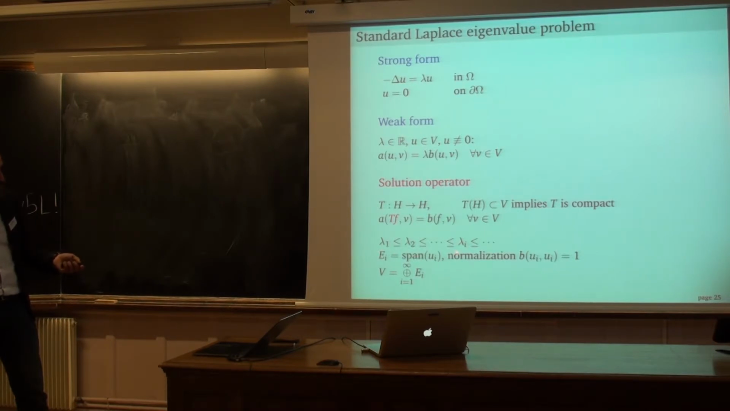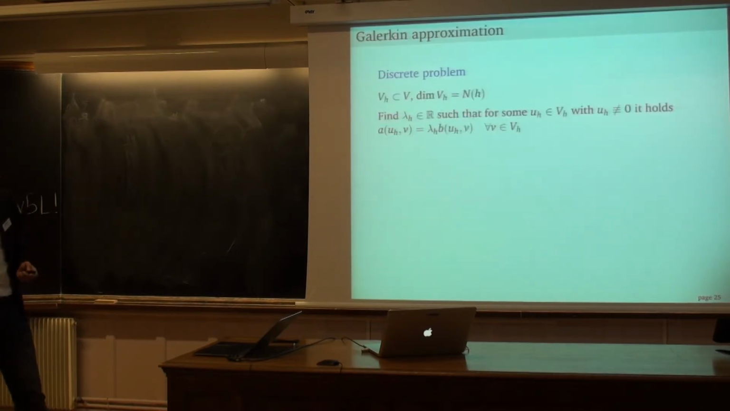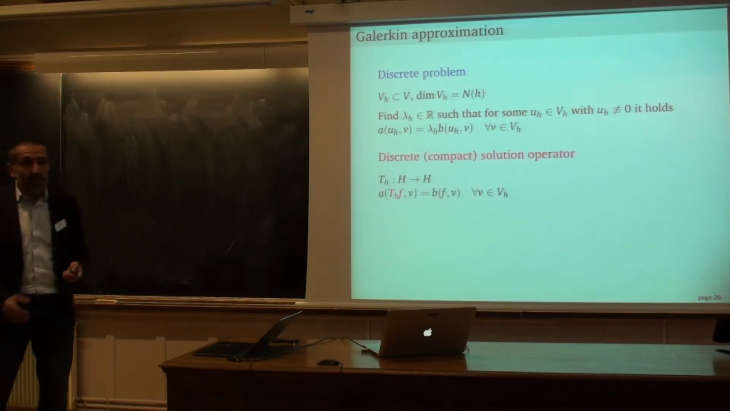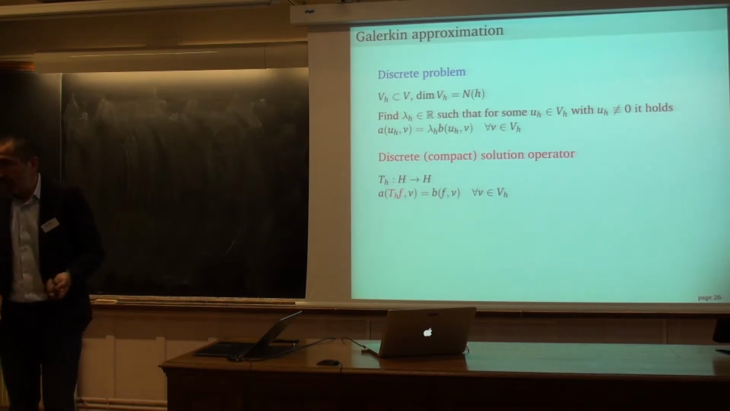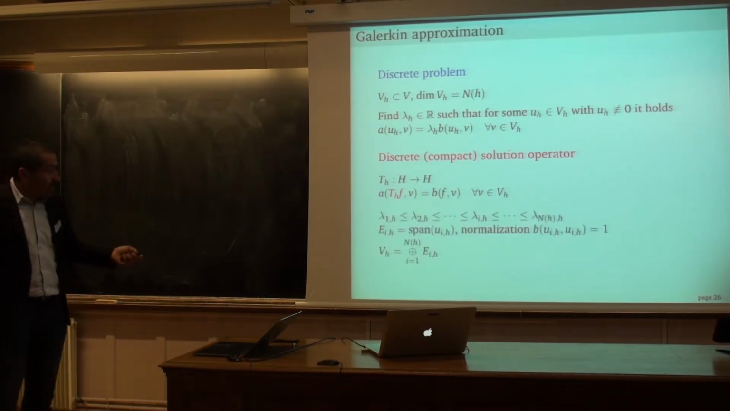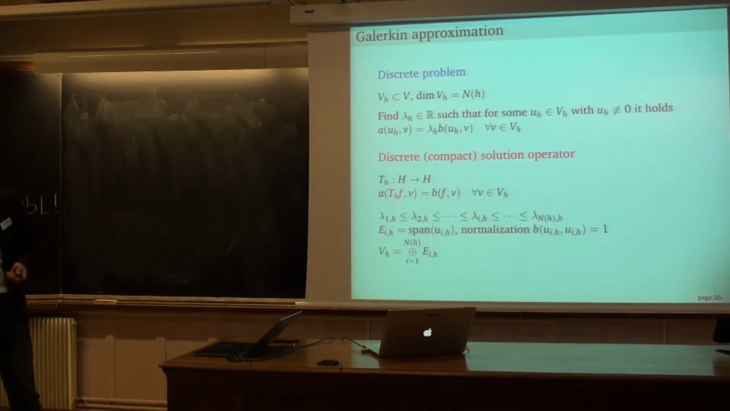Then you have this continuous set of eigenvalues and eigenfunctions. You decide to normalize them using the bilinear form B. Okay. There are many different options. Then you have the discrete problem with a number of eigenmodes which is equal to the dimension of the discrete space. Then you have the discrete solution operator, which is always compact because it's finite dimensional, of course. And then you have a finite set of discrete eigenvalues and eigenfunctions.